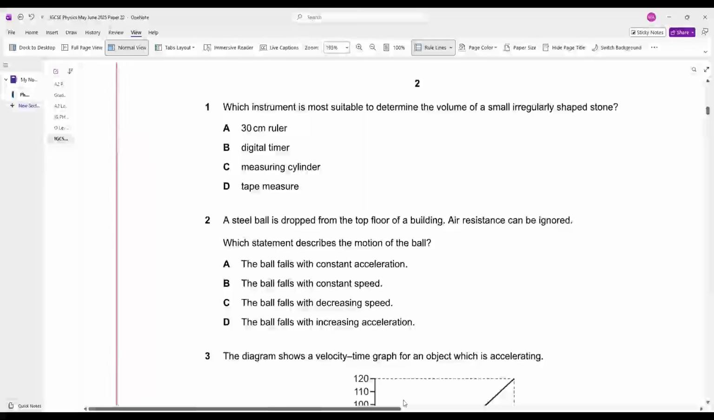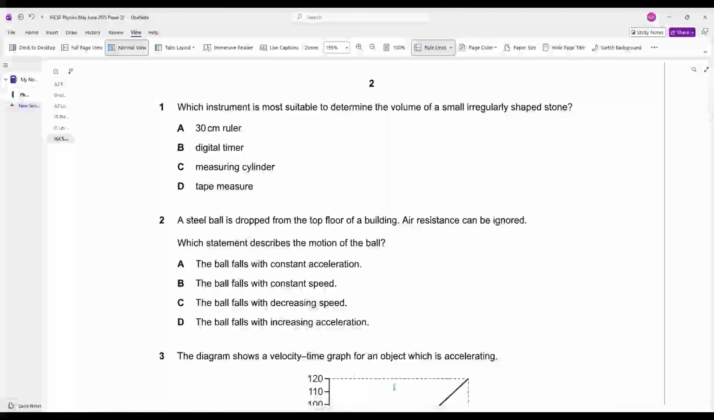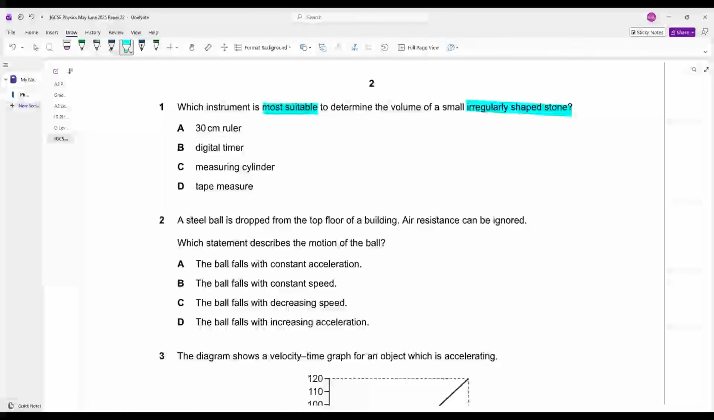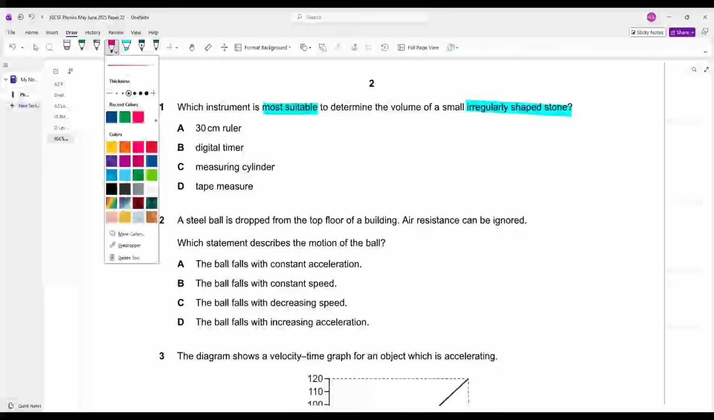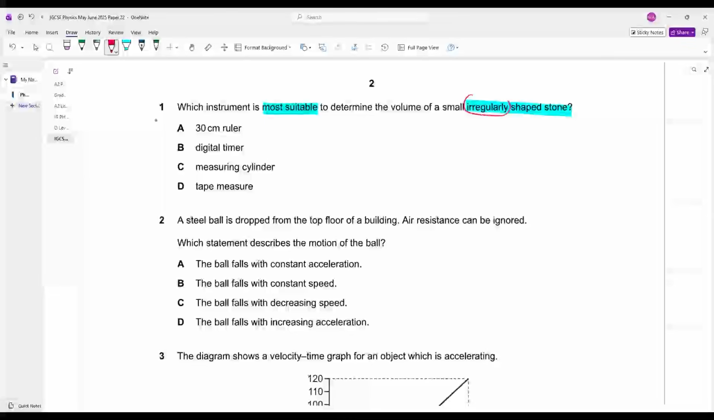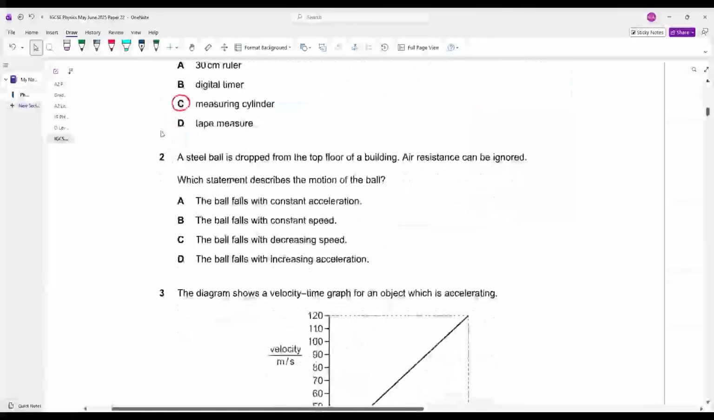Which instrument is most suitable to determine the volume of a small, irregularly shaped stone? Always remember that if your stone is irregularly shaped and you have to determine the volume of that stone, you will be using a measuring cylinder. C is your answer. Let's further move ahead.